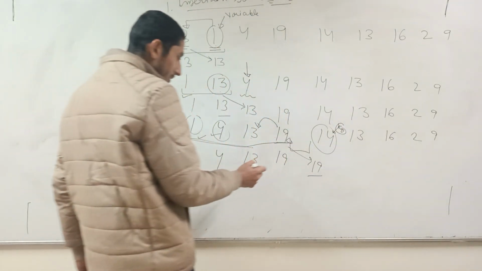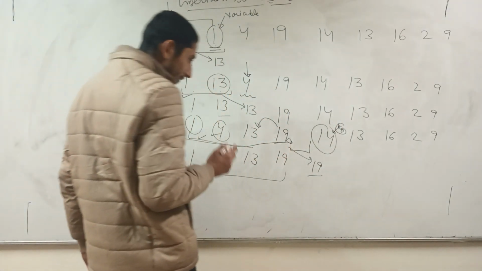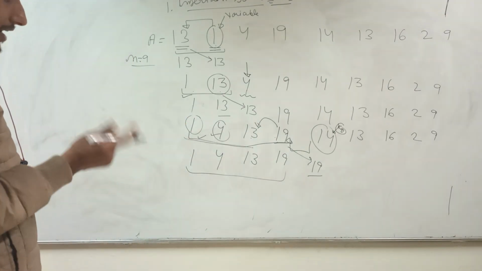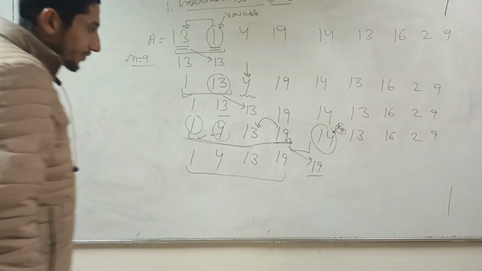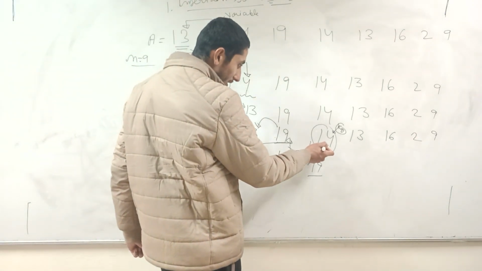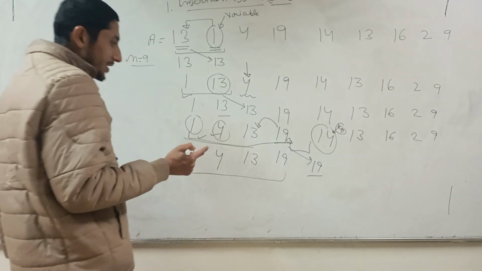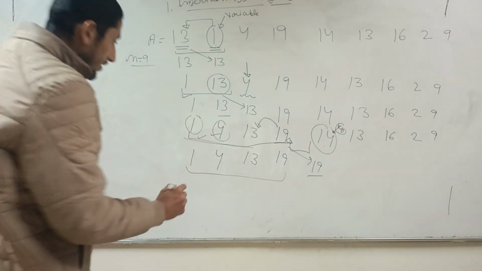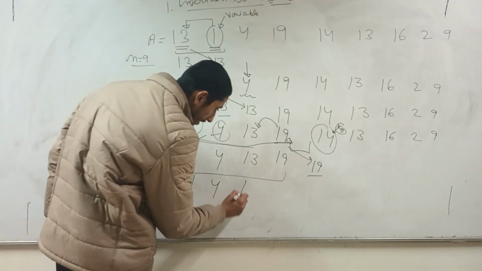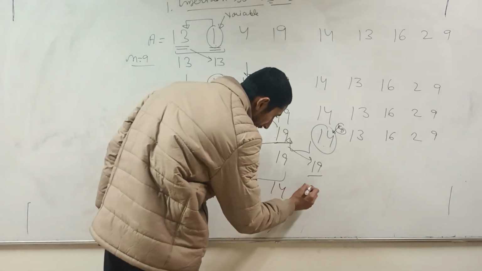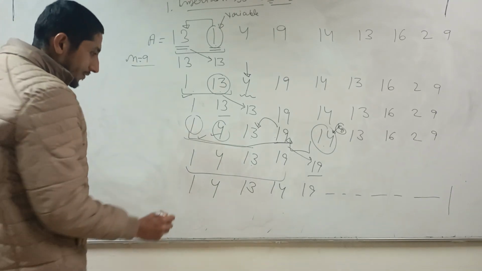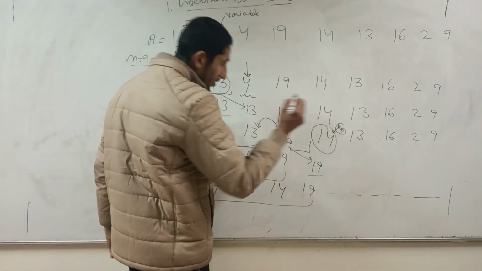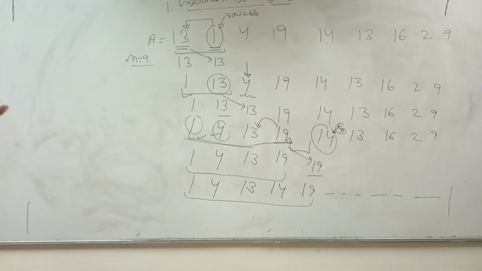Later on, among these four elements, I will choose the correct position of 14 and then I will copy it. How will I find the correct position? The moment I compare 14 with 13, it means 14 should come at the right side. After that the array becomes like this, and the remaining elements will be as they are. This means now 5 elements have been sorted. I will repeat the same process again and again, and I will get all the elements sorted.